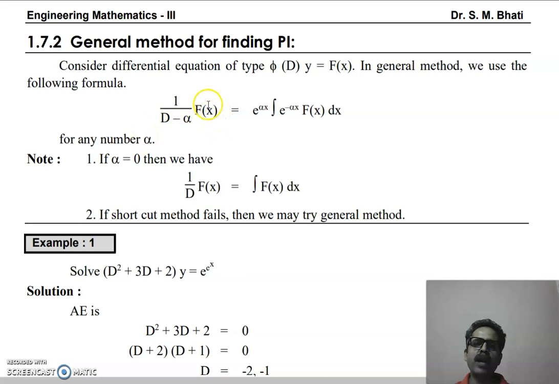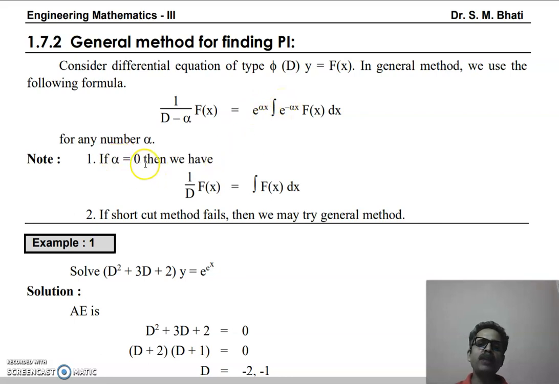So here you can see that the right hand side of the differential equation is present here, and this is the operator 1 over D minus alpha. Alpha is any number. Now this operator acting on f of x gives, on the right hand side, e raised to alpha x integral e raised to minus alpha x into this function f of x dx. You can see the signs are opposite here: plus here, minus here.